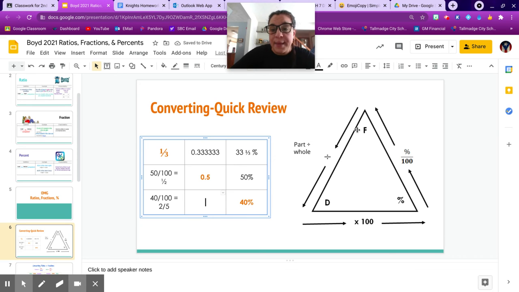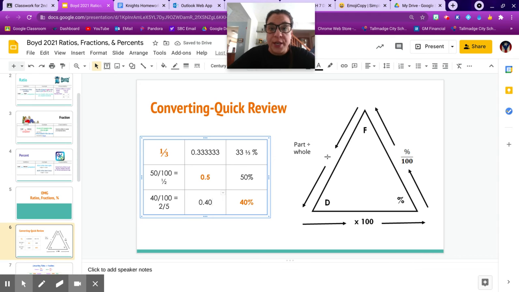And then I'm up here now at fraction. To turn it into a decimal, I'm just going to divide 2 divided by 5 or 40 divided by 100, and I would get 0.4, and you can put the 0 there if you want.